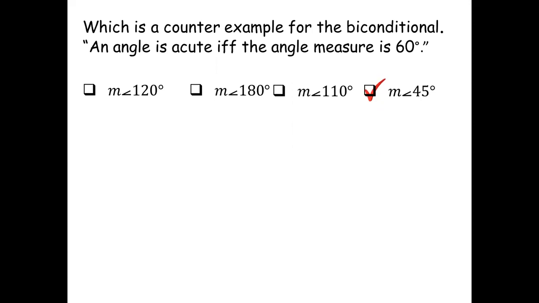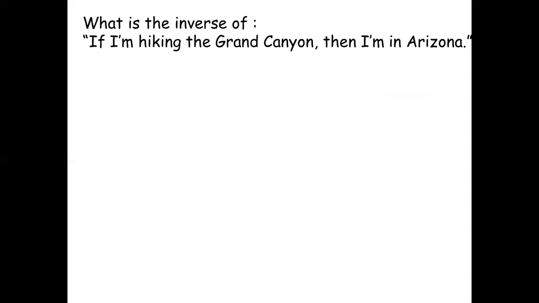How about 110? Again, it's an obtuse angle, nothing to do with acute. So the only counter example we have here is that the measure of the angle is 45 degrees. If the measure of the angle is 45 degrees, then it is also an acute angle, right? So let's move to the next question.